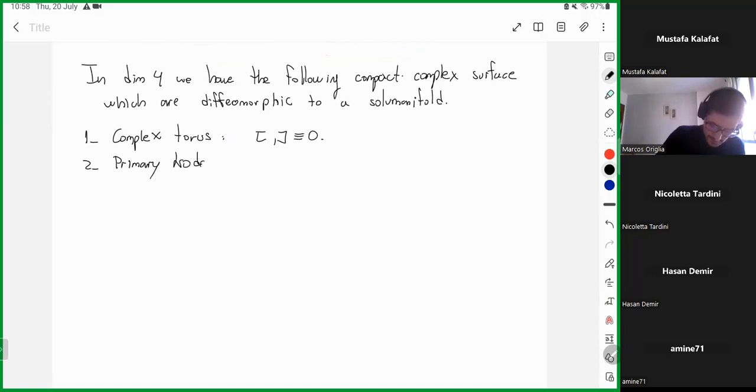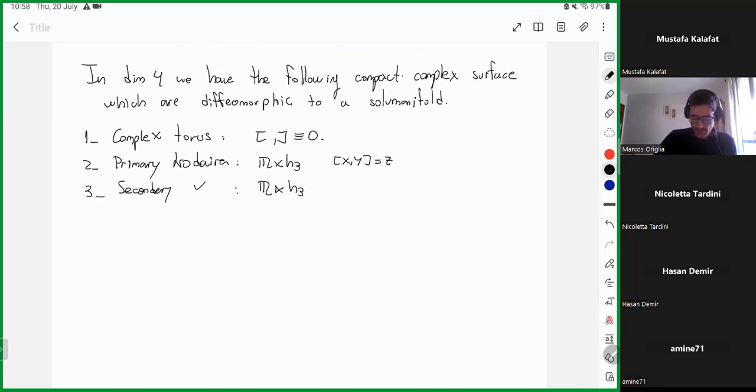primary Kodaira. So here, remember, it is an extension of Heisenberg, with only one bracket. Third is the secondary Kodaira surface. So here it is a semi-direct product of the Heisenberg. So there is a guy acting. Let me call this guy A. So there is an action here, the adjoint of A.